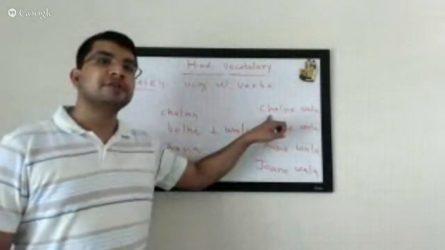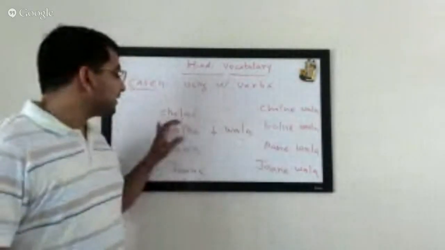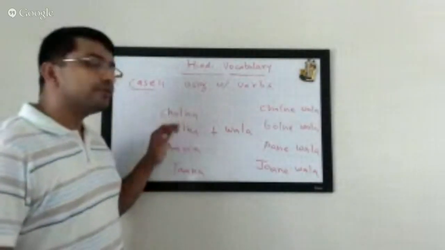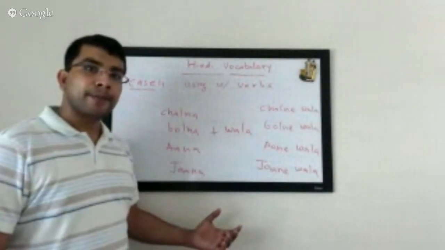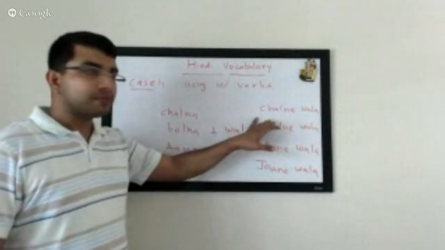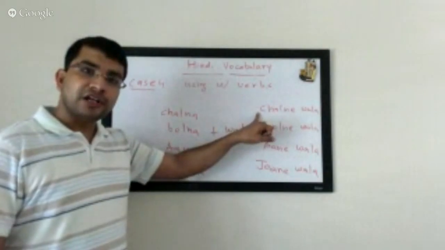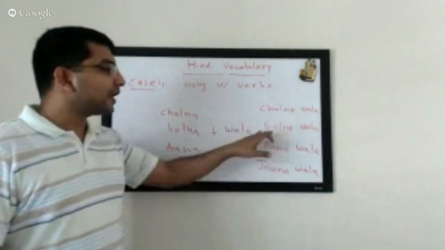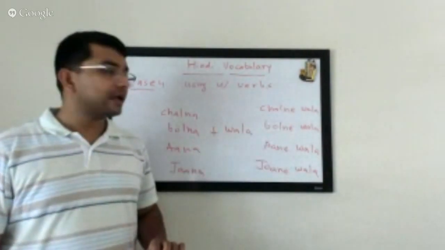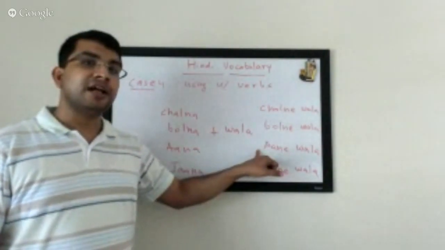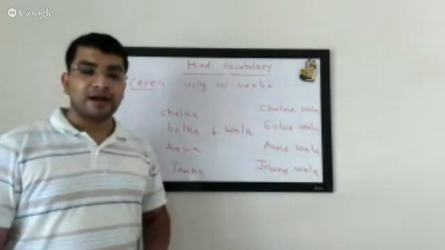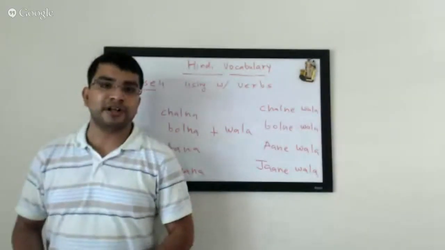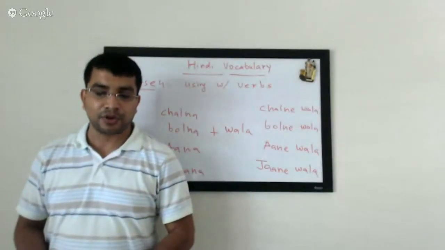Let's say one of my friends, his name is Matthew, right? If I say Matthew walks, the sentence would be Matthew chalta hai, right? Matthew walks. But if I say Matthew chalne wala hai, what will it mean? Or Matthew बोलने वाला है, Matthew आने वाला है, and Matthew जाने वाला है. I'll take a quick break and I'll see if you can make an educated guess here. He's a walker. Okay, what else?